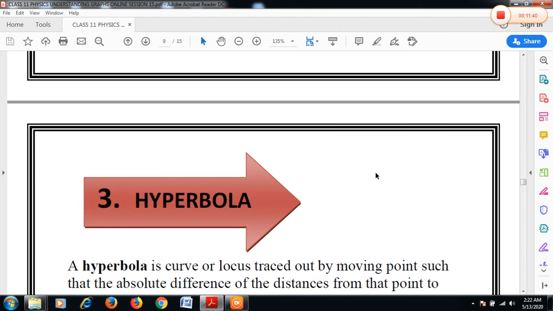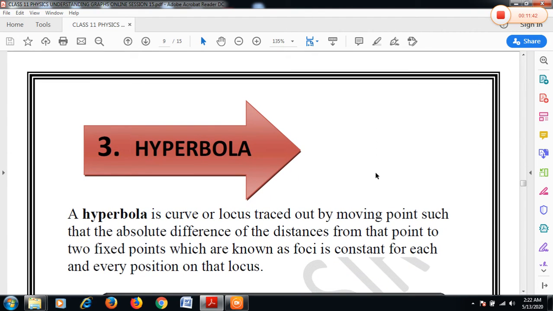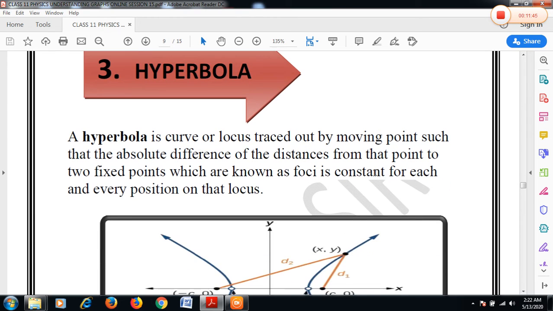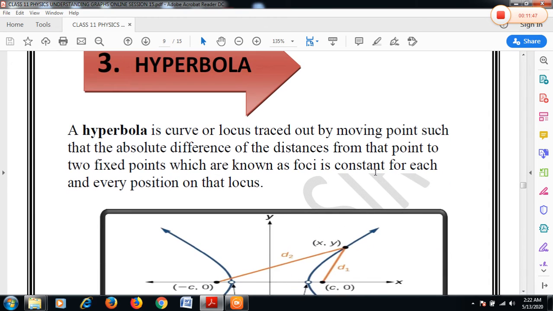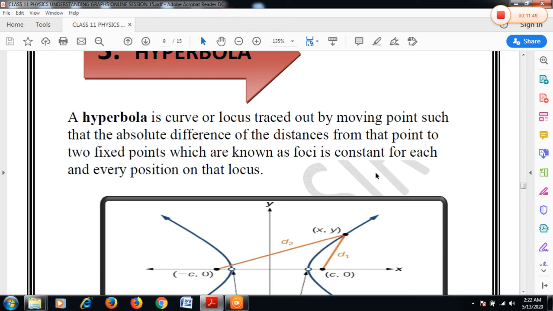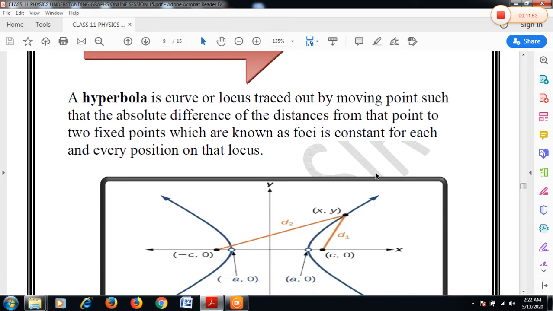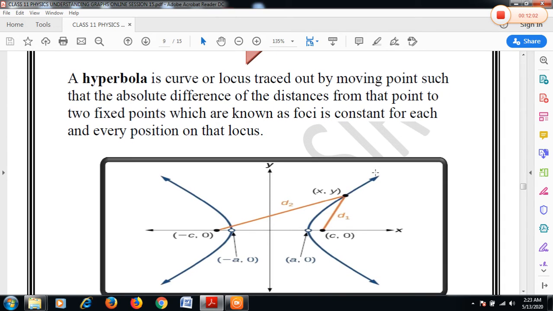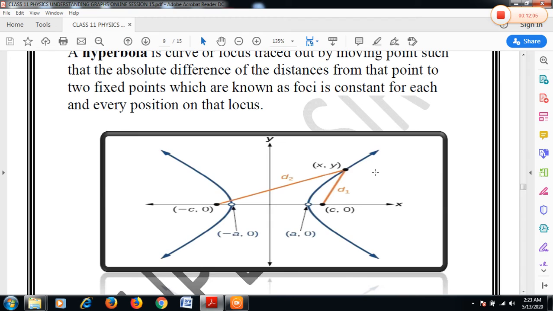Okay, let us move forward to the third one, that is hyperbola. What is a hyperbola? It is a curve or locus traced by a moving point such that the absolute difference of the distances from that point to two fixed points, which are known as foci, is constant for each and every position on that locus. Here it is a pair of curves. Rather, a hyperbola is made up of a pair of curves.